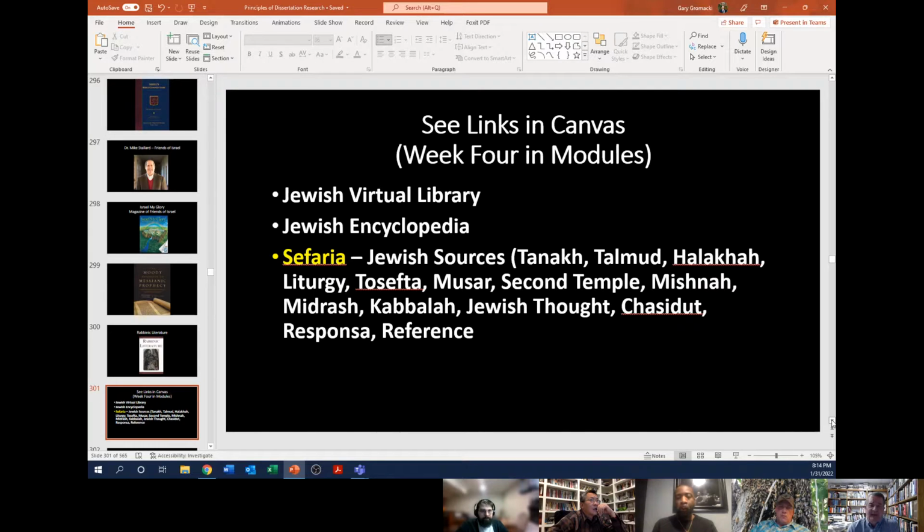Here are some links in Canvas in the week 4 modules where you're going to find some of this rabbinic literature: the Jewish Virtual Library, the Jewish Encyclopedia, but especially I highlighted Sefaria. You're going to find the Tanakh there, Talmud, Halakha, Tosefta, Mishnah, Midrash. I would encourage you, if you've not read any rabbinic literature, to take a look at that, especially if you're studying an Old Testament book. You might want to look and see if there was a Midrash on Jonah, as you're getting ready to study that.